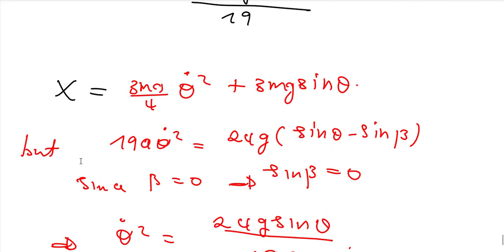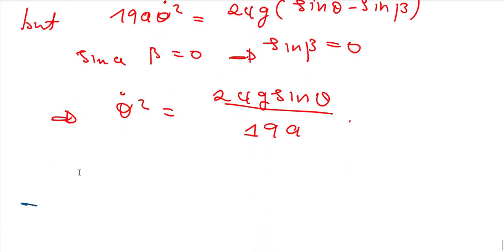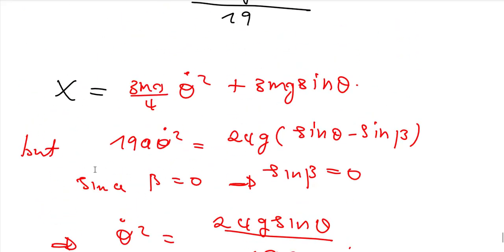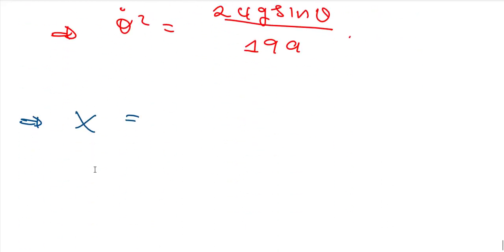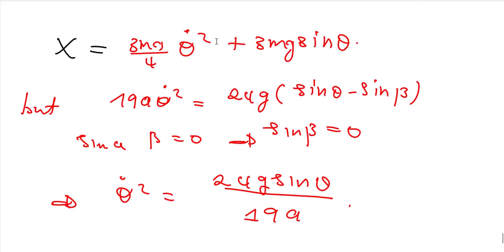So this will give me x will be equal to, we have 3ma on 4 theta dot square. So that will be 3ma divided by 4. Our theta dot square is 24g sine theta divided by 19a, then plus 3mg sine theta.